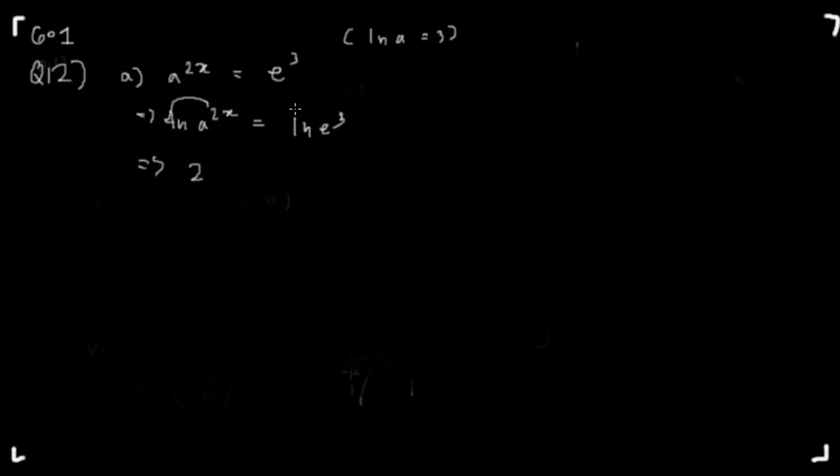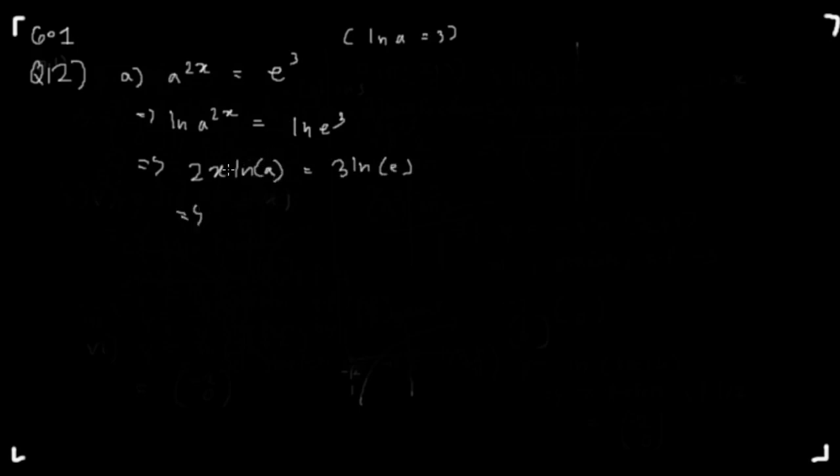We move this here, right? Just like we were taught. So 2x ln a is equal to ln e. Move this here. So this would be 3 ln e, right?